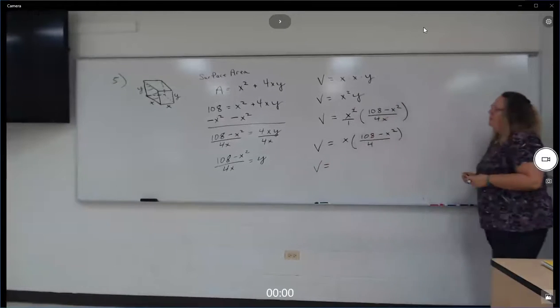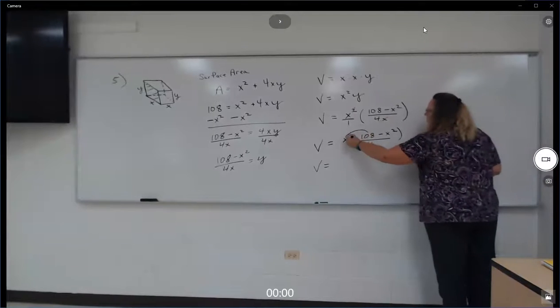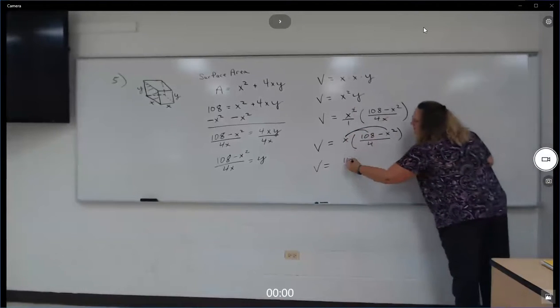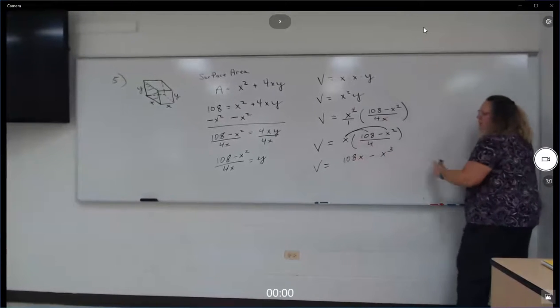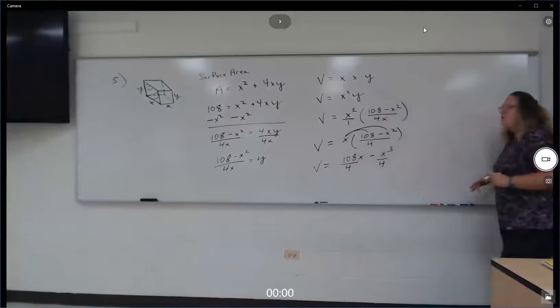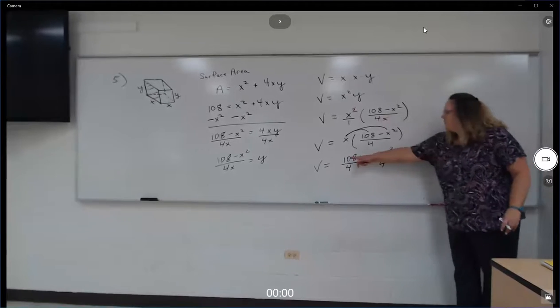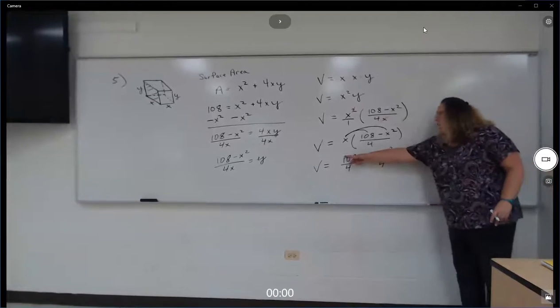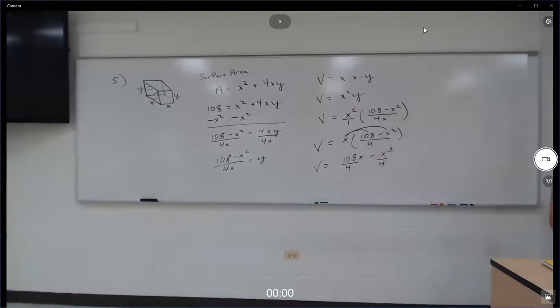And then again, there's a bunch of different ways to do this. I would probably distribute this x. So we have 108x minus x to the third. And then what I would probably do is put this over 4 and this over 4. So I have my two separate terms. Most of the time, we would say, hey, you have a common denominator. Let's write this once and then we just have to write the denominator once. But splitting it up like this gives us our two separate terms that we like.